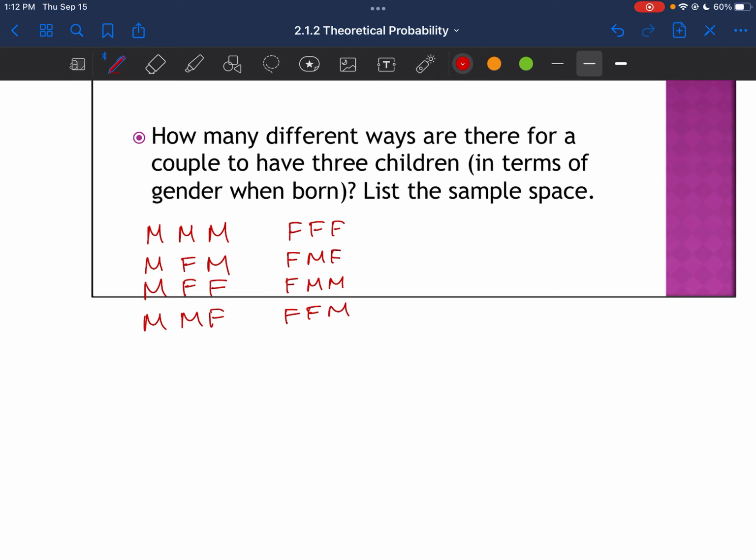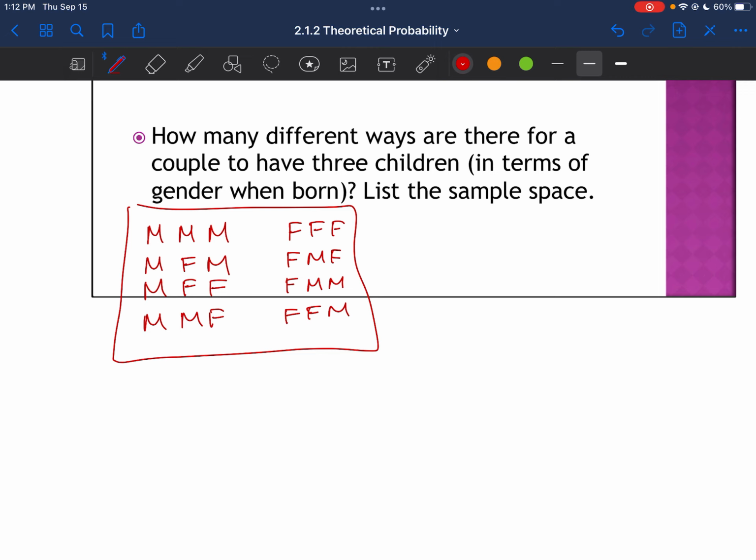Now, if we have 4 kids, same example, but with 4 children, this all of a sudden becomes a lot more to list out. And maybe I don't want to list it out. So is there a fast way to get the number of values that are in this sample space without actually having to list it all out?